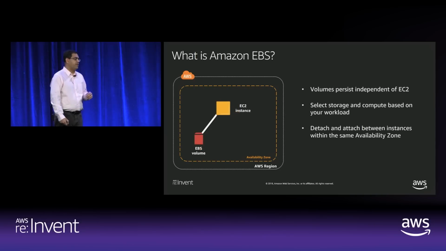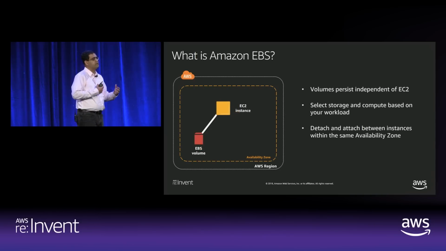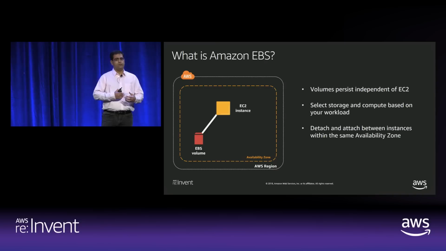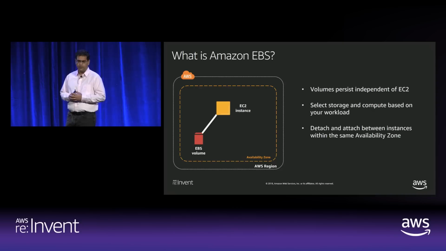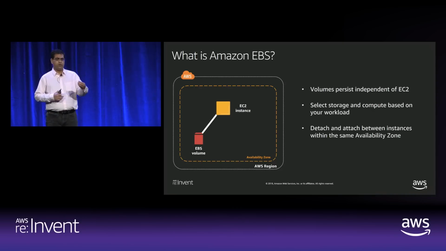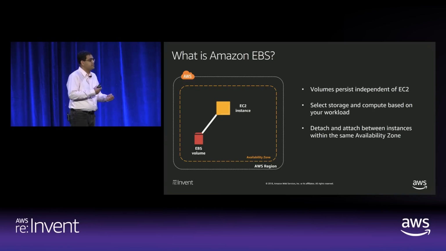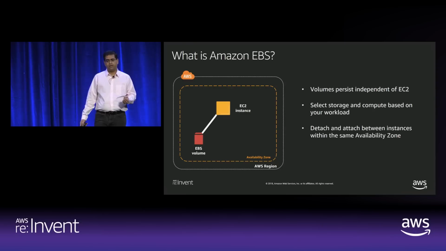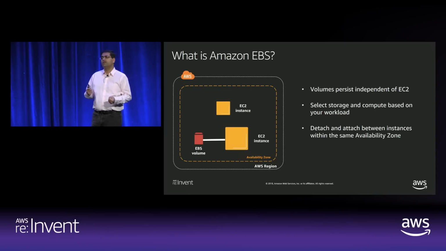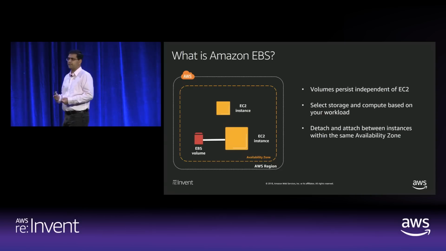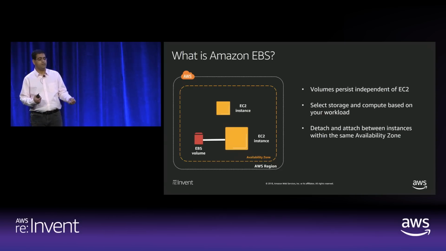So I mentioned earlier that the life cycle of the EBS volume is separate from that of an EC2 instance. What that means is if you start and stop an instance, the storage can still persist. That has some nice properties. What that means is if you change your mind and your workload changes, you can change the instance type that's attached to your EBS volume.